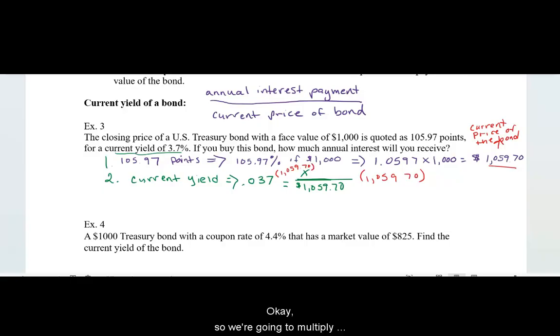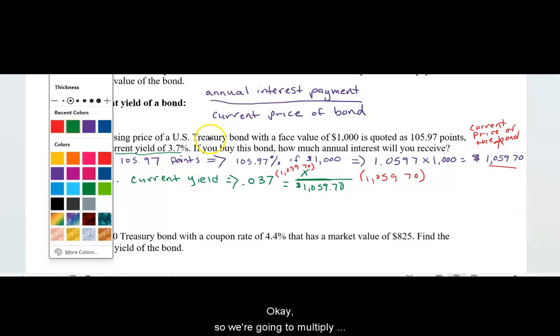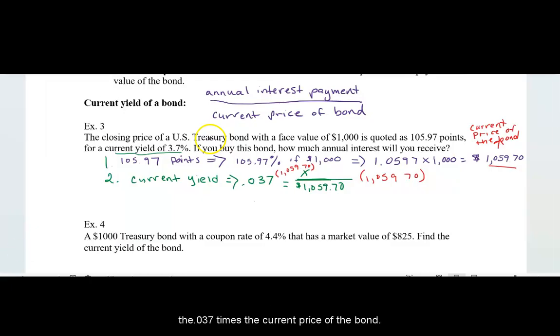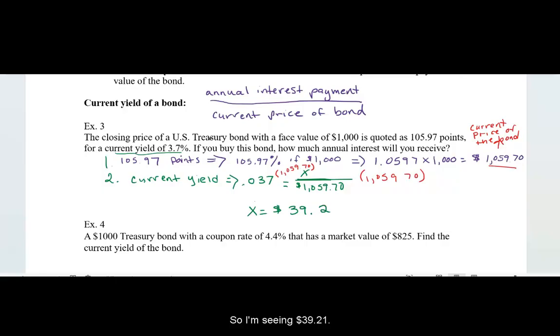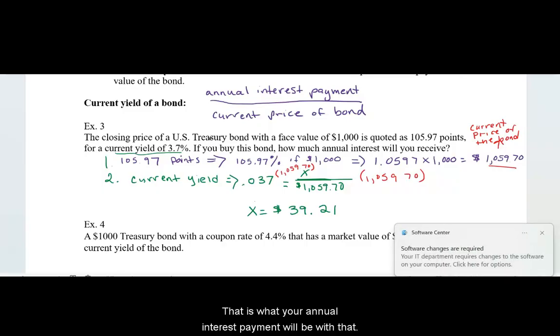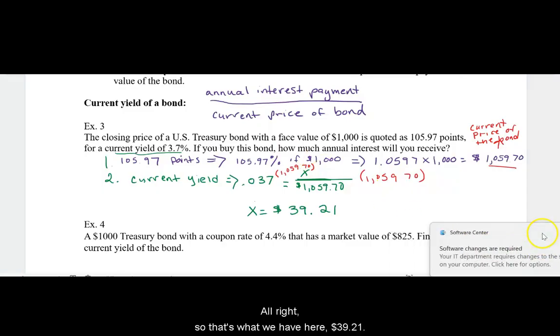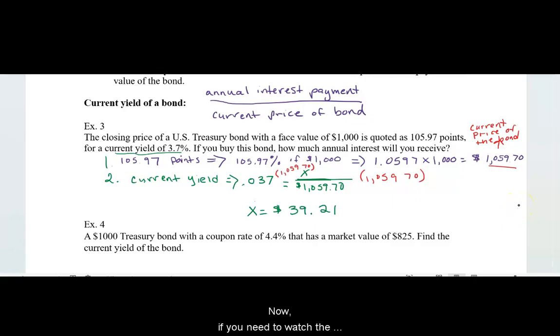Good thing we have all these different colors. Okay, so we're going to multiply the 0.037 times the current price of the bond, and round to the nearest penny. So I'm seeing $39.21. That is what your annual interest payment will be. So that's what we have here, $39.21. Now, if you need to watch the problem again, just rewind the video and watch the example again.